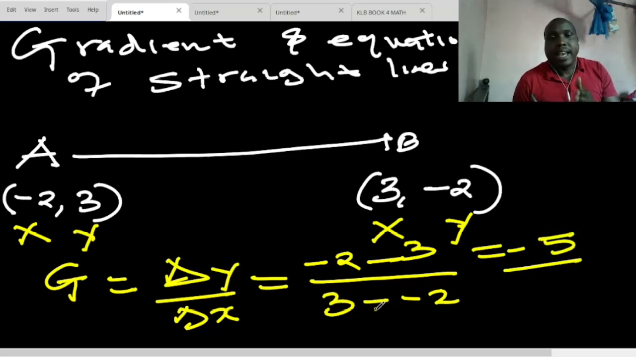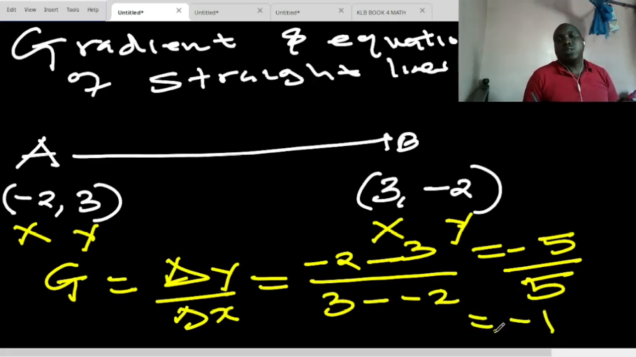Divide by. In the denominator, 3 minus -2, you should know from form 1 that a negative times a negative is positive. So it is going to give you +5. A negative divided by a positive, you should know it is a negative. Thank God we have calculators nowadays. You will just press -5 divided by 5, and the answer should be -1. So that's how we get the gradient of a straight line.